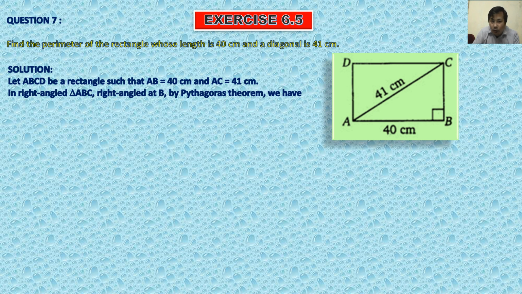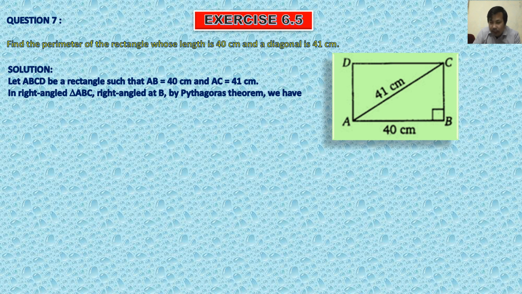Oh, this right angle triangle ABC, we get it here by the diagonal, isn't it? And the right angle is at B. So AC is the hypotenuse. So we can apply the Pythagoras theorem to find out the BC.